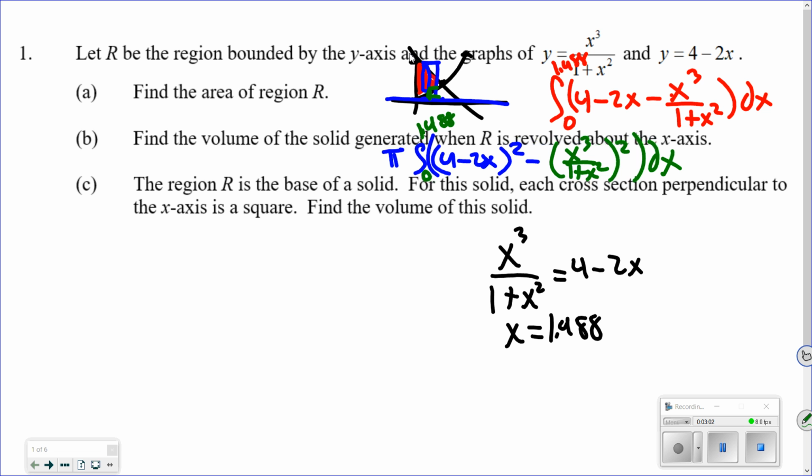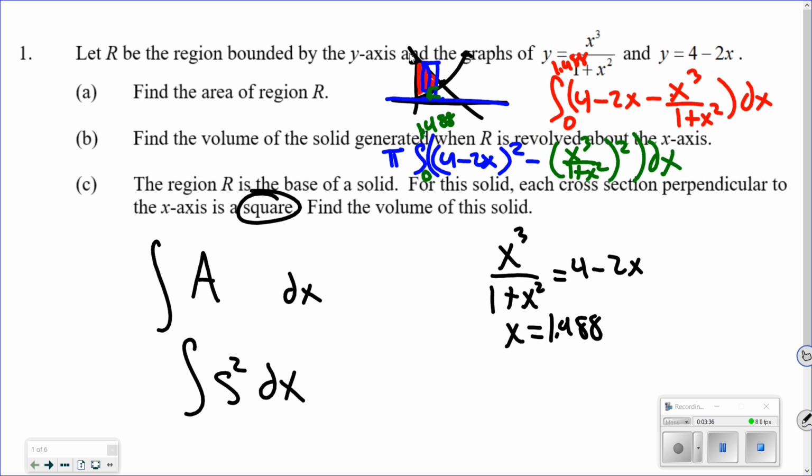The one we usually have a harder time with is part C. Part C: the region R is the base of the solid, and we're doing a cross section. The cross section is perpendicular to the x-axis. So we're going to set this up first of all. It's perpendicular to the x-axis, that means it's going to be a dx. And remember, you always start with what is the area of your cross section. The area of our cross section in this case is a square. So now I have the integral of, we know the formula for a square is that.